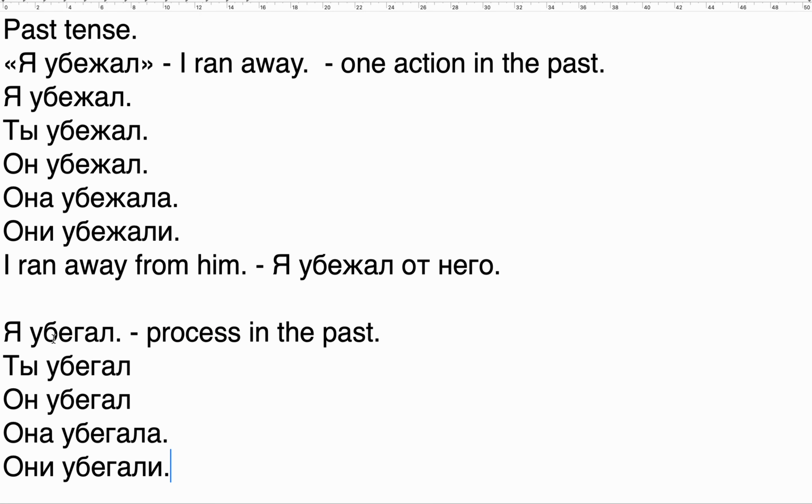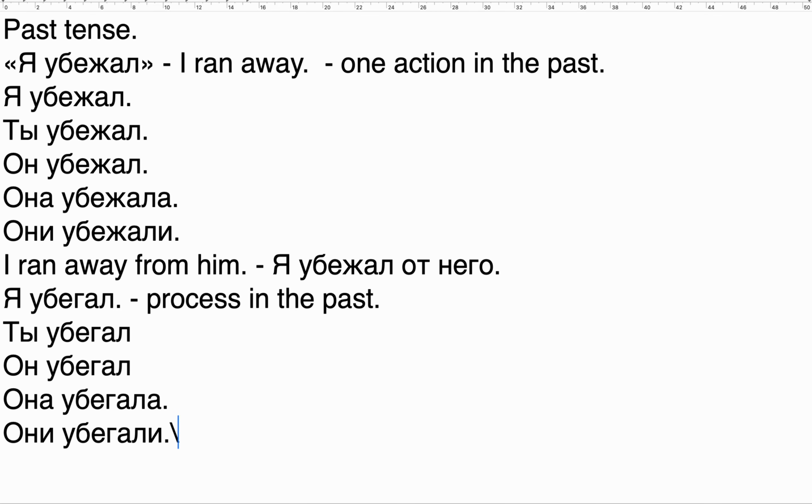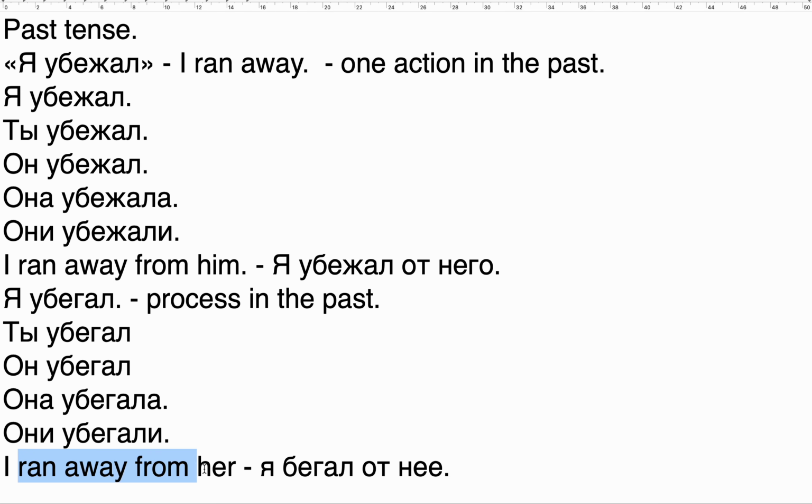For example, I ran away from, for example, her. Я убегал от нее. It was like a process, because it was for a long time. I ran away from her for a long time, but it was unsuccessful, for example. That's why I'm talking about a process, and that's why I use exactly this way, "я убегал".